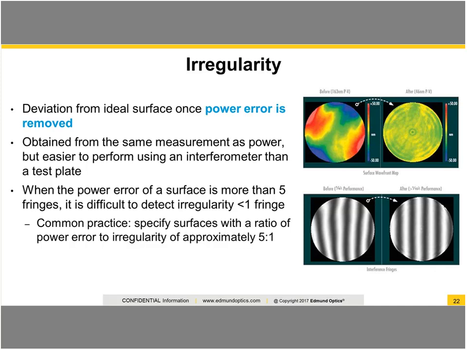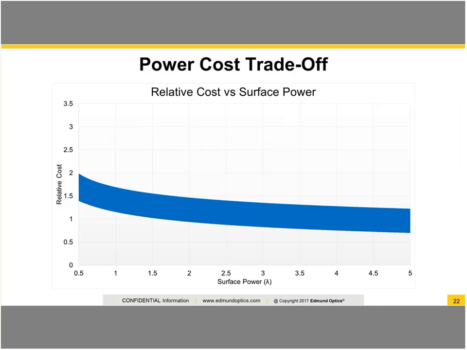One of the issues that can come up is that when you have a lot of power error in a surface, trying to find very small amounts of irregularity underneath those power fringes can be very difficult. So typically we ask that lenses are specified with a 5-to-1 ratio of power to irregularity to make sure that irregularity is something that we can measure accurately.